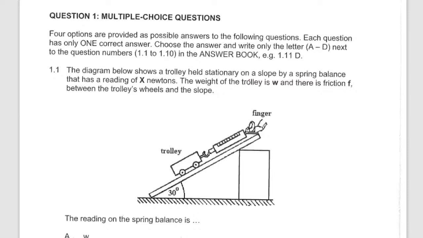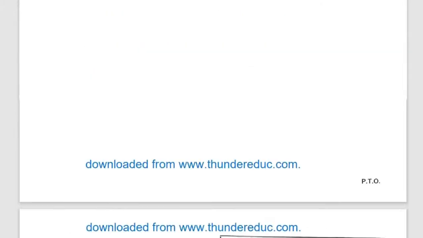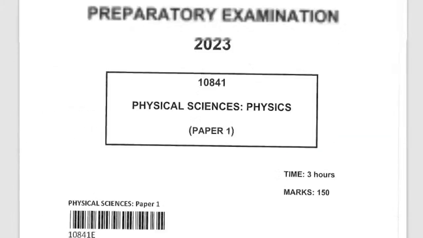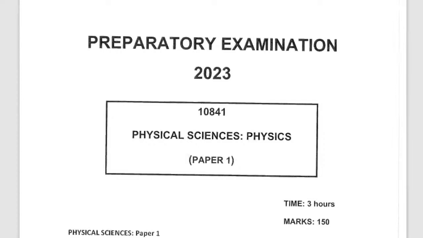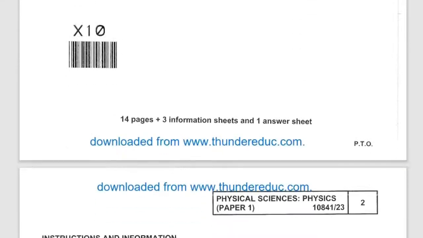We shall be talking about the proposed memorandum of the Physical Sciences Paper 1, the Houghton prelim 2023. Okay, so the paper was out of 150. The duration is 3 hours. Let's start with question number 1.